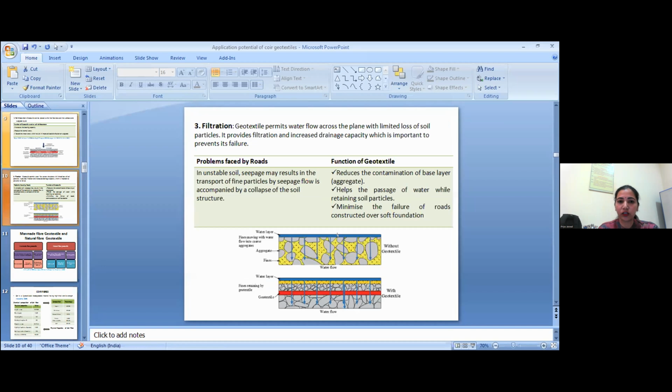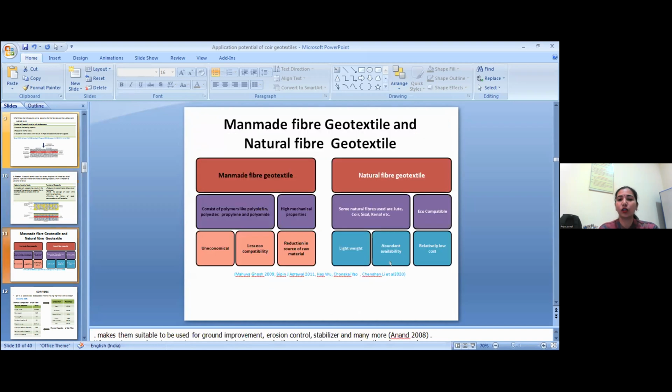Third one is filtration. In filtration also, the geotextile permits the water flow across the plane with limited loss of soil particles and provides filtration and increased drainage capacity, which is important to prevent the failure of roads in extreme weather conditions. Geotextiles are made up of man-made fiber and natural fibers. Both of them have their advantages and disadvantages.